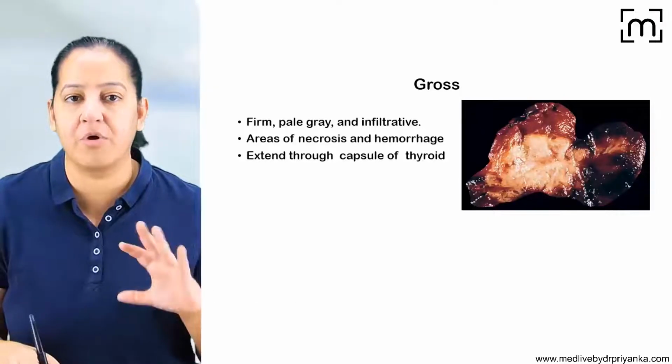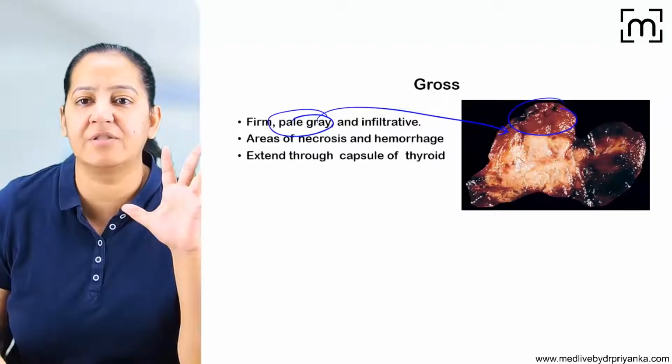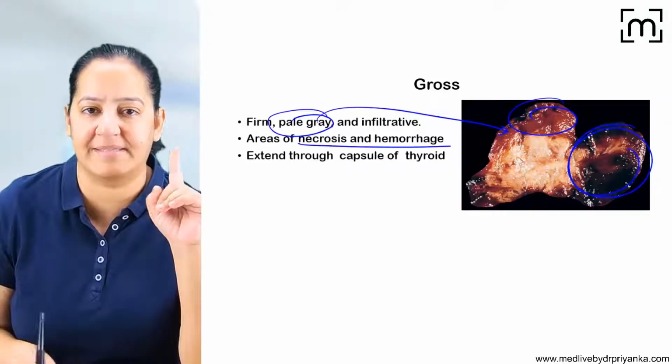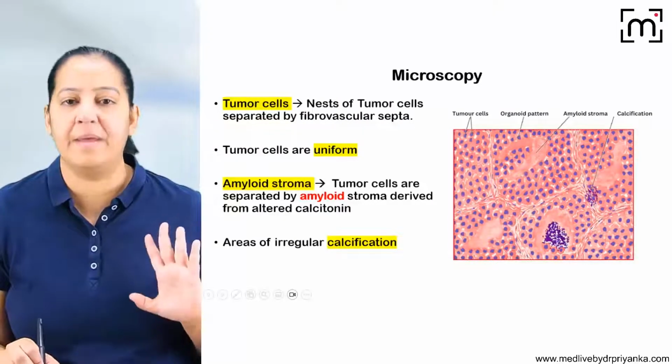Now coming to the gross, the tumor is gray, pale, firm, and abundant areas of hemorrhage and necrosis are there. Abundant, extensive areas of hemorrhage and necrosis are there. That is the tumor. Gross is not very important, frankly.